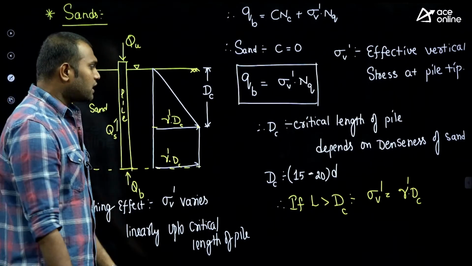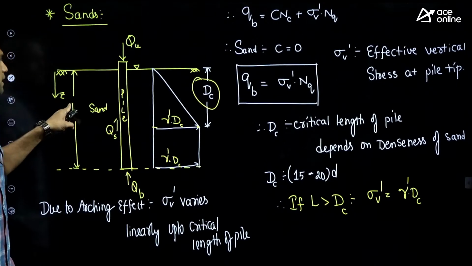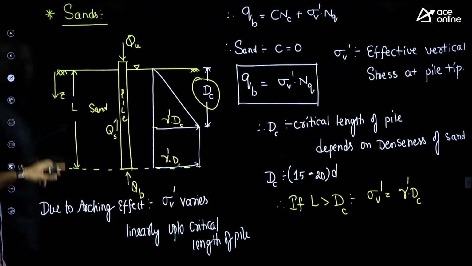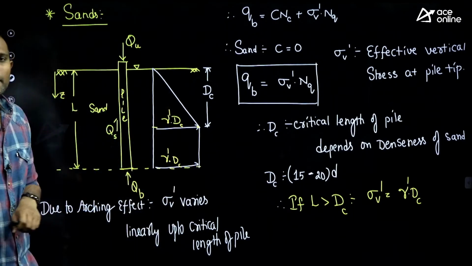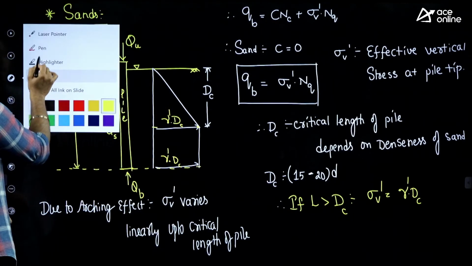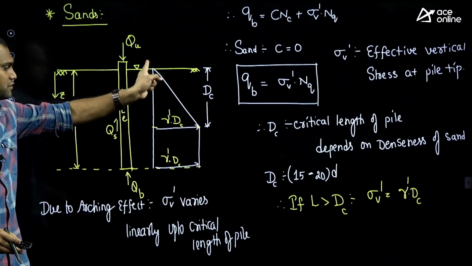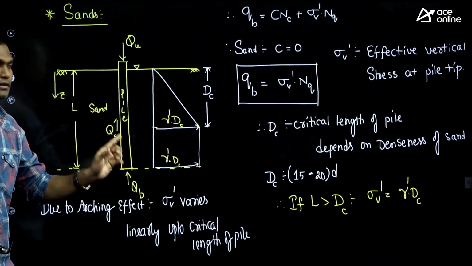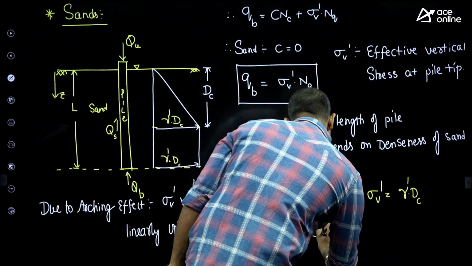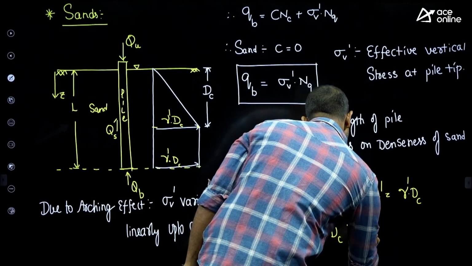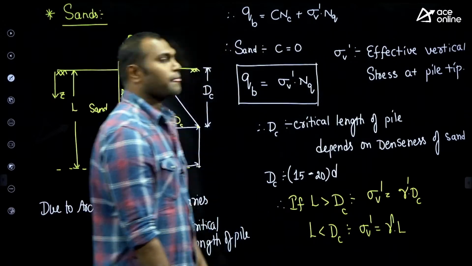Suppose the critical length of the pile is more than the length of the pile, that is, the length of the pile is less than Dc, so the stress varies linearly up to L. If L is less than Dc, then the vertical stress is simply gamma dash into L.